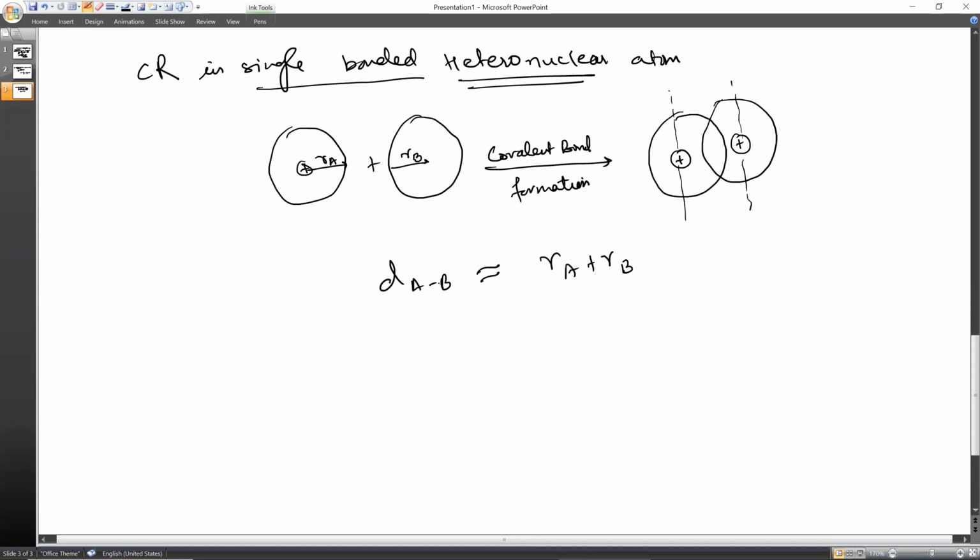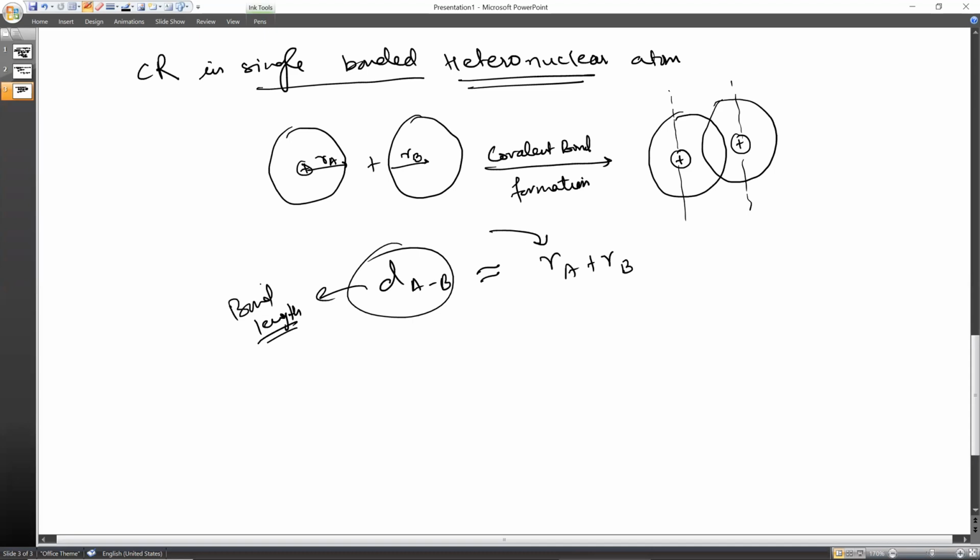Yes. Here it will be equal to, and this is the bond length. The bond length of A and B will be equal to the radius of A plus the radius of B. And if you know the radius of A, then you can calculate the radius of B also. But here we need two unknown quantities to be there. Got it? Okay.